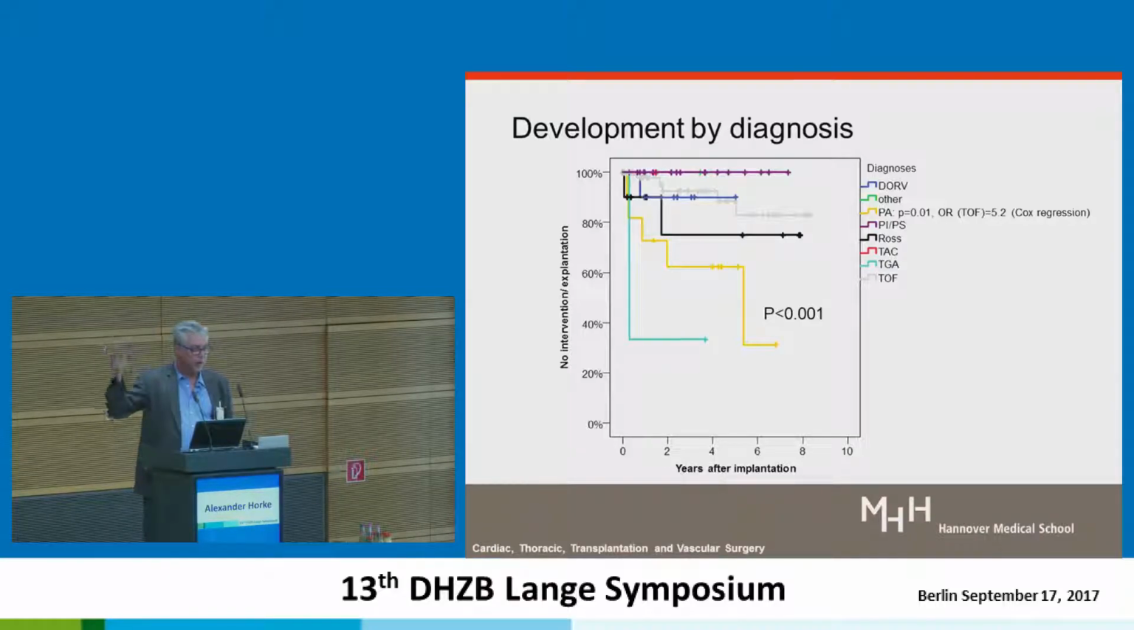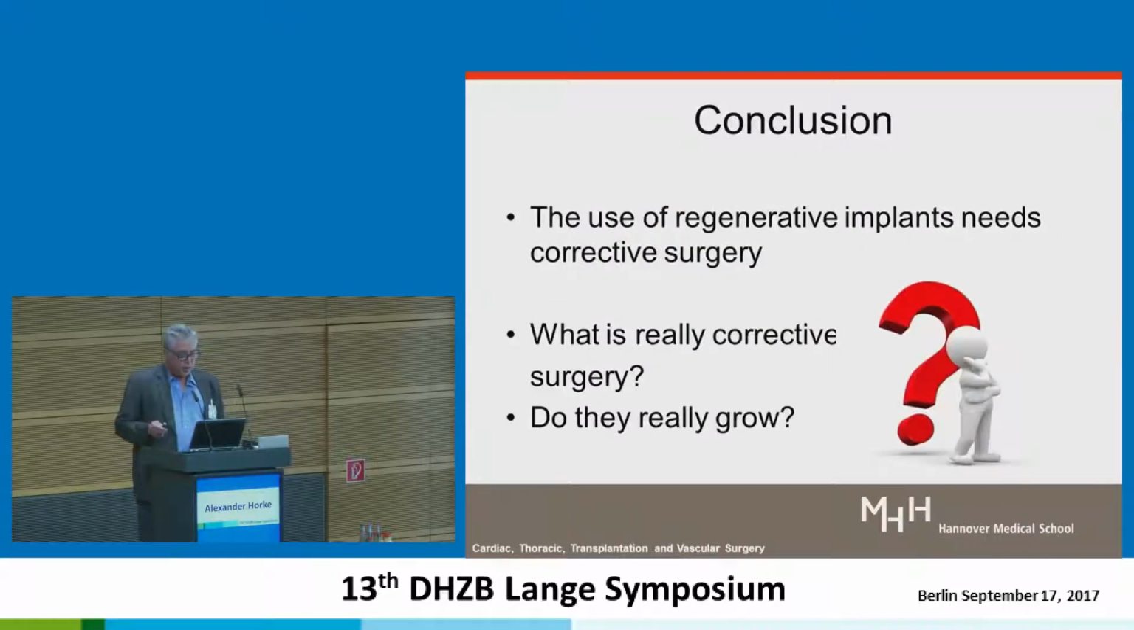If we implant this valve in a situation where the valve problem is only part of the problem, we cannot have good results. So that's the conclusion. The use of regenerative implants needs corrective surgery, and we must rethink what is really corrective surgery. And yesterday you talked about your realigning stitch and so on, and these are the ideas we need for this regenerative medicine and also for repopulation of these valves.